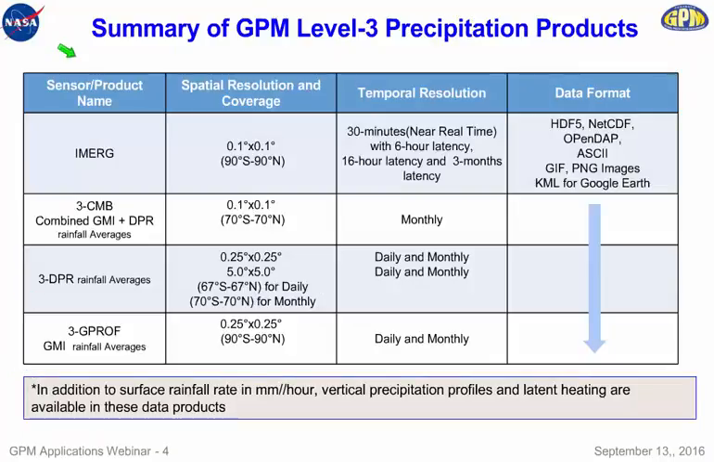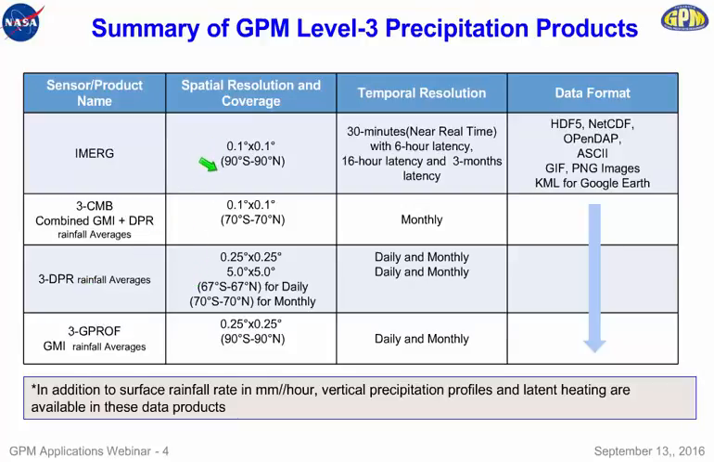This is a summary of GPM Level 3 precipitation products. Level 3 products are composite products based on Level 2 products. All these swath data are averaged or composited over space and time to provide uniformly gridded data. These data are listed here. IMERG is 1/10 degree, with almost near polar coverage. Then each sensor's level 2 data are combined to give level 3 data, which are uniformly gridded. Spatial resolution and coverage are given in this column.